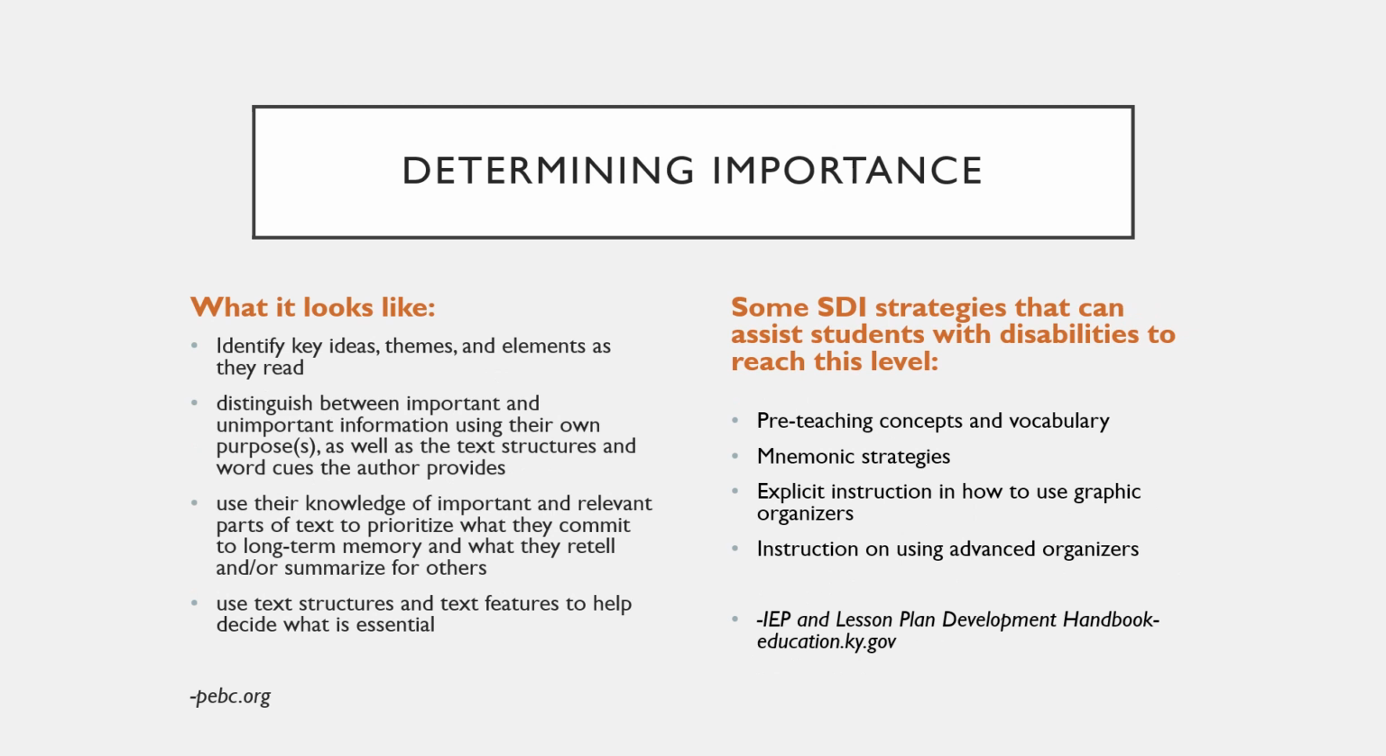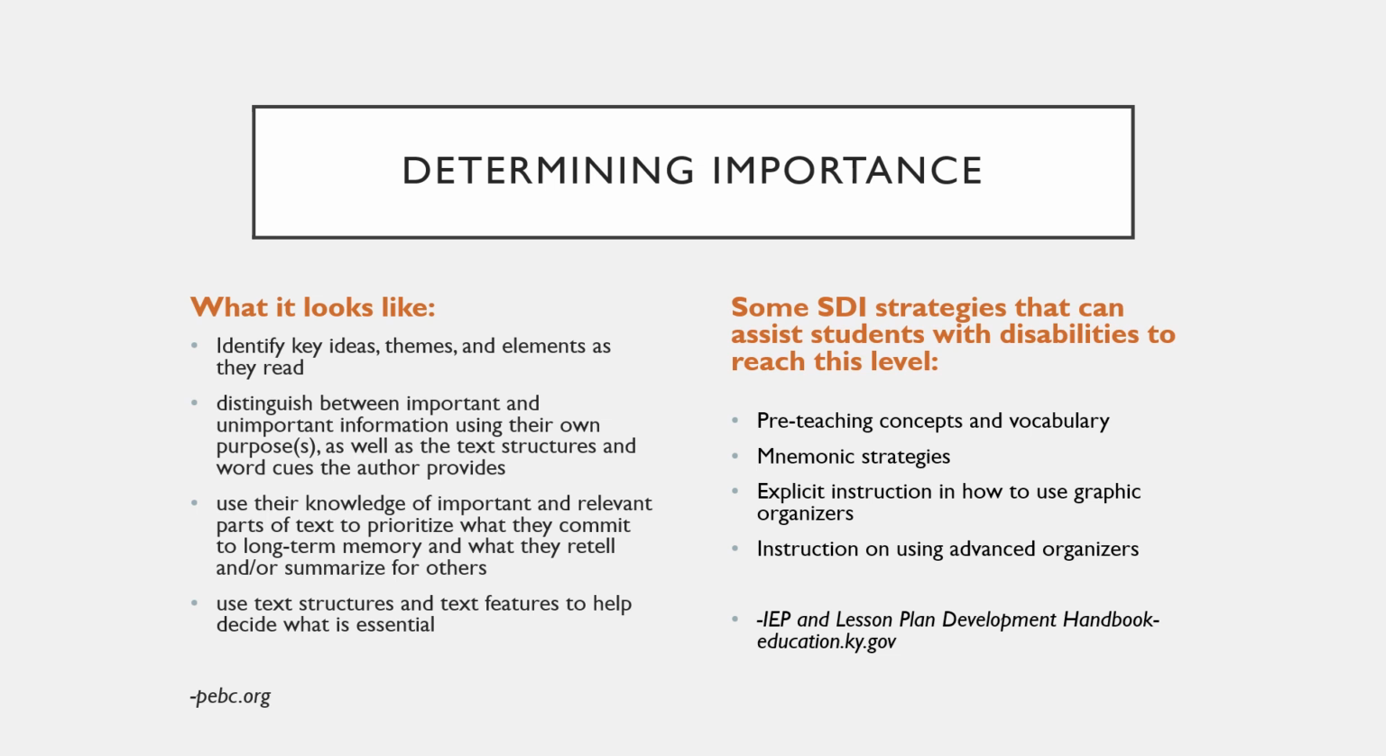Our next strategy is determining importance. Thinkers who are able to distinguish important and less important information based on their purpose get to that higher level of understanding. To be able to do that, they can identify key ideas, themes, and elements as they read. They're able to distinguish the important and unimportant information based on their purpose of reading.